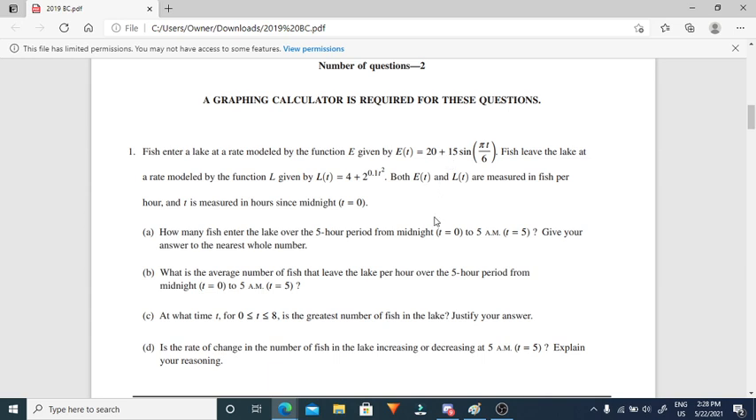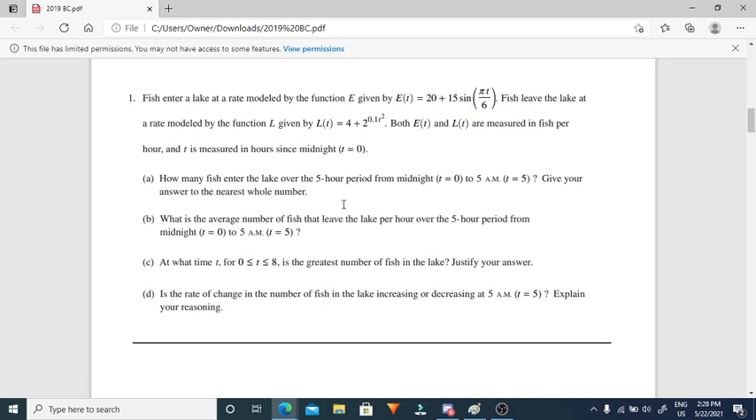hours since midnight. Okay, so with A, how many fish enter the lake over the 5-hour period from midnight to 5 a.m.? Give your answer to the nearest whole number. So in order to do this, since it's asking specifically about how many enter the lake, we don't need to worry about L, because that's just referring to how many fish leave the lake. So we can focus on just E of t. And since E of t is the rate at which fish enter the lake, we can take the integral of E of t from 5 to 0 in order to find the difference in fish that enter the lake from 5 to 0. And so we can do that work.